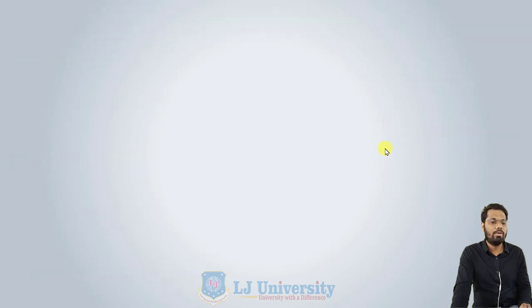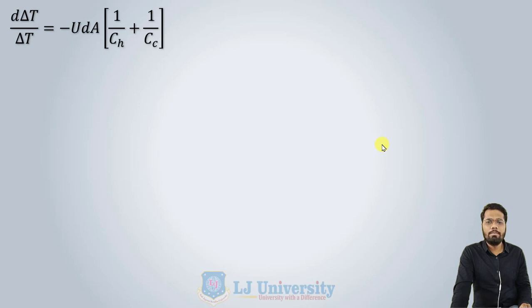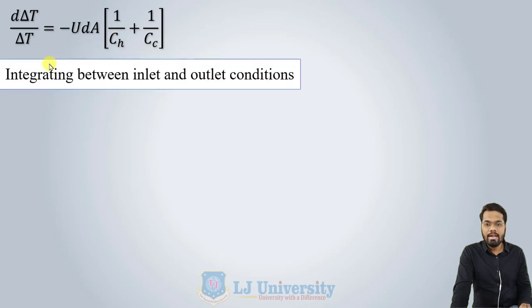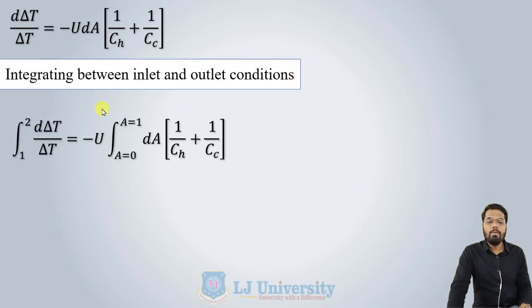Now integrate this equation, putting the limits, integrating between inlet and outlet conditions, because dA is the differential area which we have selected. So for the total heat exchanger, we have to integrate this equation putting the limits for the inlet and outlet condition. For inlet we have denoted by 1, for outlet we have denoted by 2. So this is 1 to 2, inlet temperature and outlet temperature.